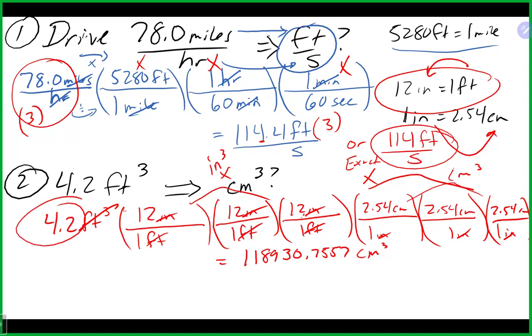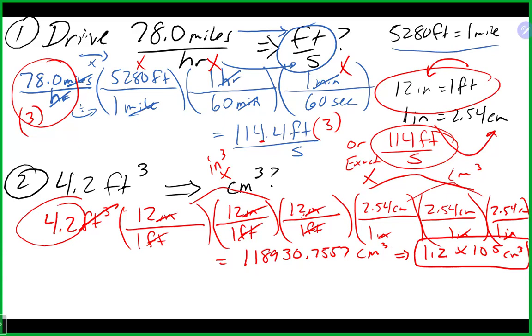And in this particular case, you may want to go scientific notation, so you don't have to write so many zeros. So we should end up with 1.2 times 10 to the 5th cubic centimeters in this particular case. First off, any questions on that?